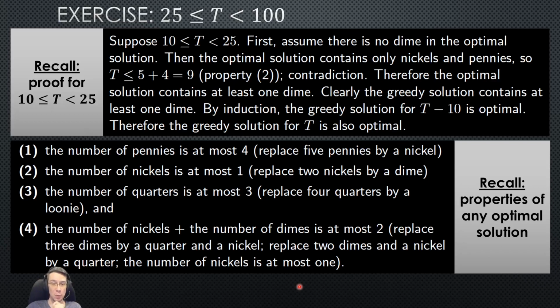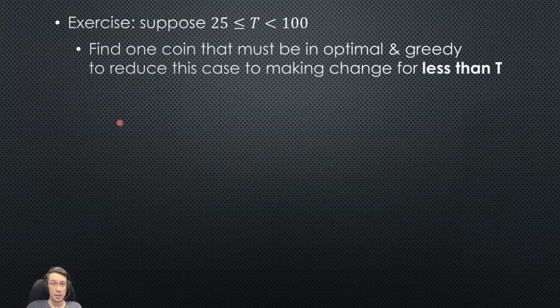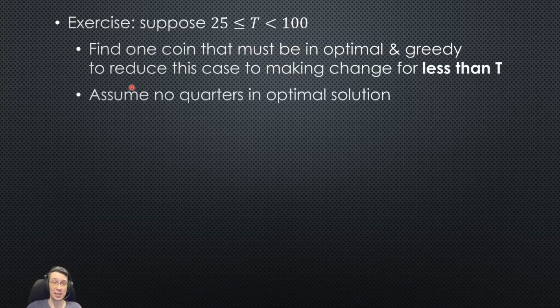Okay, and I'm going to assume if you wanted to pause and do this, you've done this. So let's go ahead and see the solution. The abstract idea here is to find one coin that has to be in both the optimal and greedy algorithm. And if it has to be in both, what we've really done is reduced the problem to a smaller problem where that coin is absent from both the solutions. So we're reducing it to the case where we're making change for some value less than t.